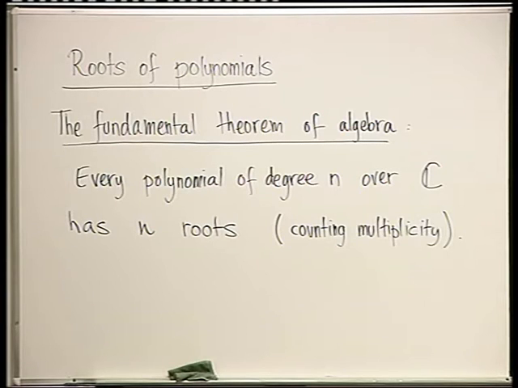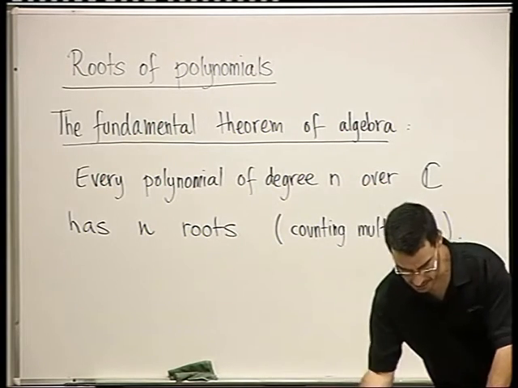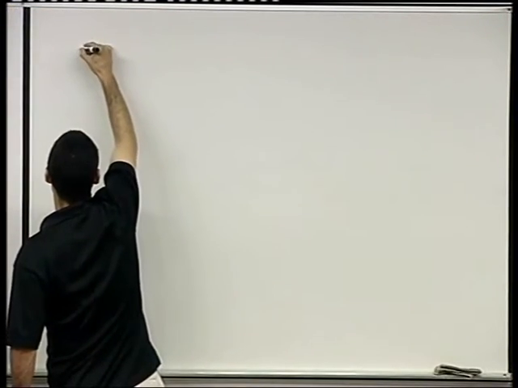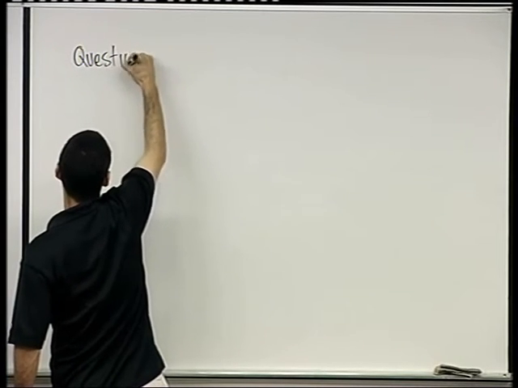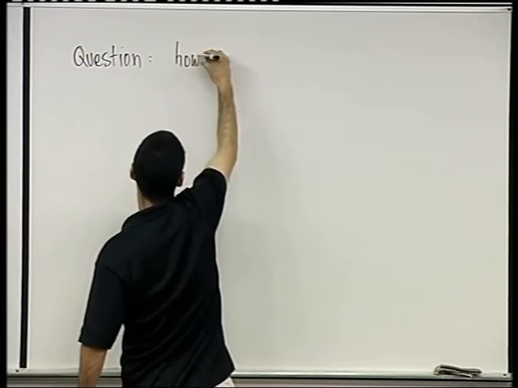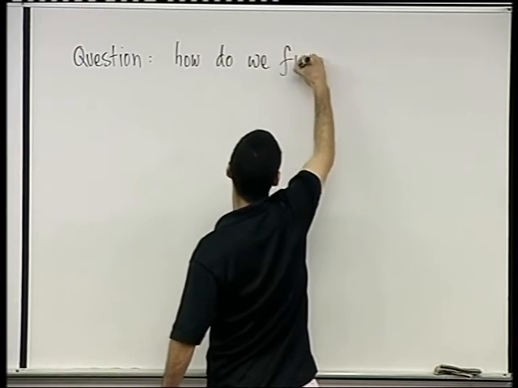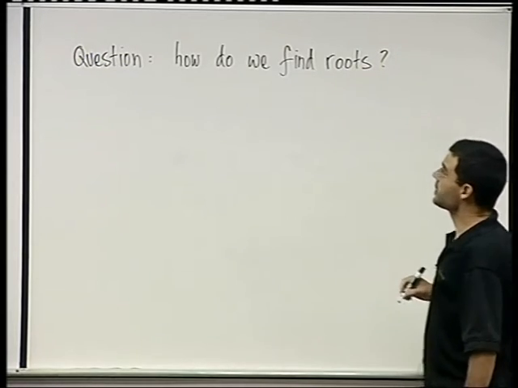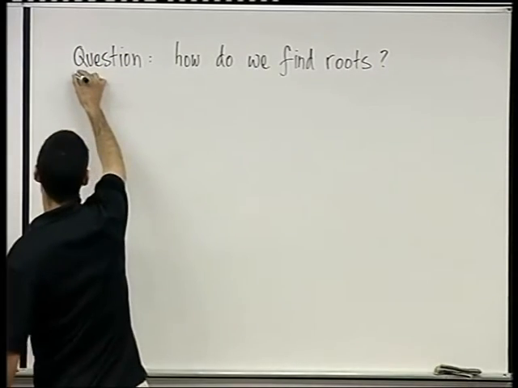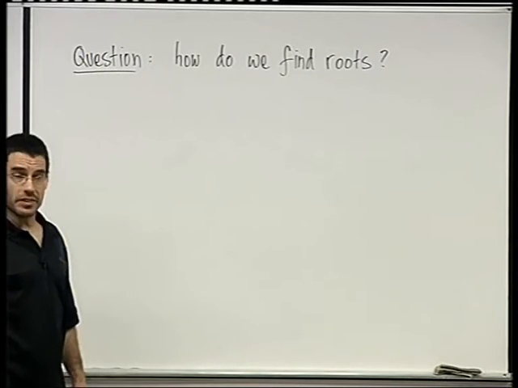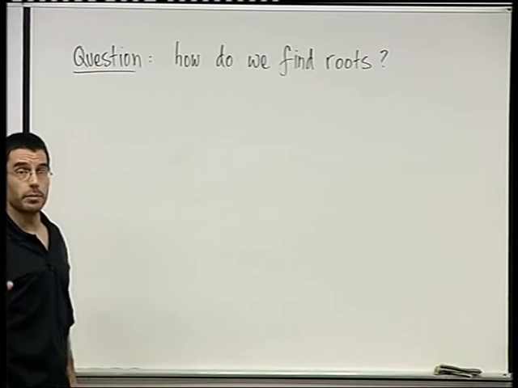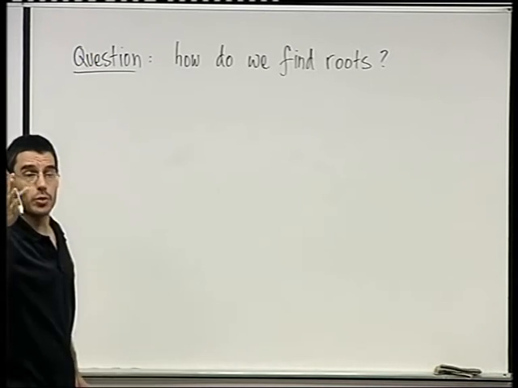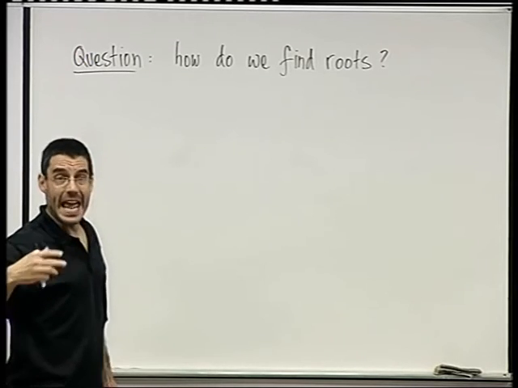And so let's write down the question and then say a bit of how to answer it. So, question: how do we find roots? And the answer starts out as being very easy, but then gradually becomes more and more complicated. And what do I mean by starts and gradually? I mean when we make n bigger and bigger.